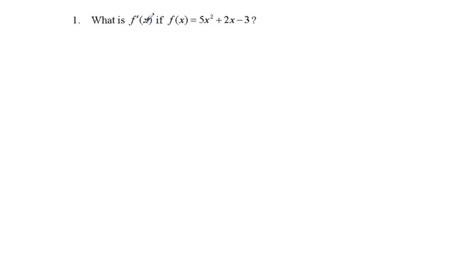First problem, what is f prime of x if f of x equals 5x squared plus 2x minus 3? Well, for that, we can use the power rule, and this 2 times 5 is going to be 10. And then we have x, and we take 2 minus 1, so it's going to be x to the 1 power. So we have 10x, and then we have the derivative of 2x, which is going to be plus 2. And derivative of minus 3 is 0, so this would be our answer for problem number 1.